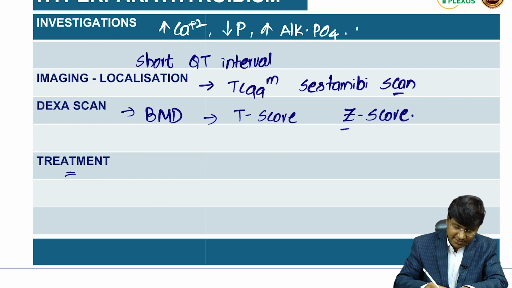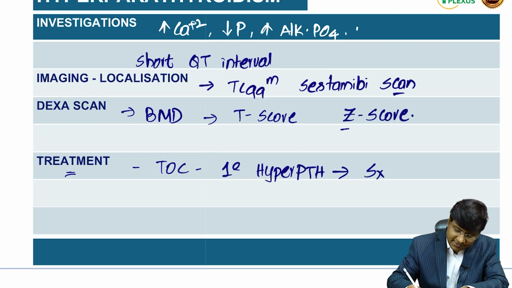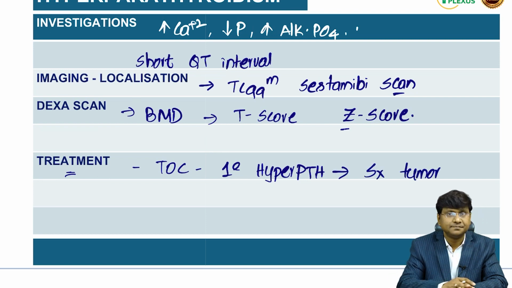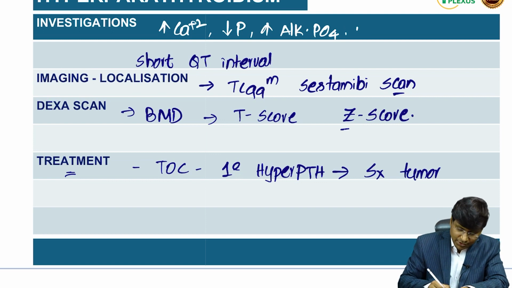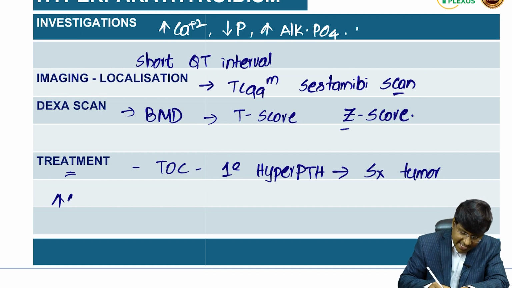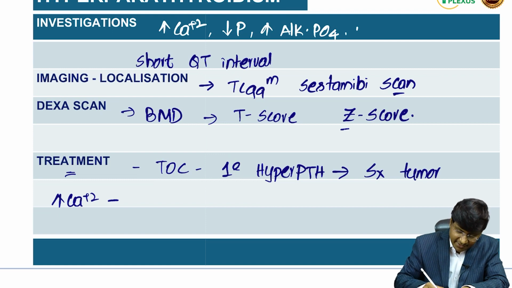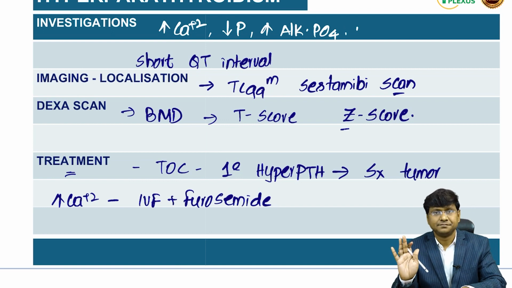Then the treatment. The treatment of choice in case of primary hyperparathyroidism is the surgical resection of the tumor. Then how will you manage the calcium levels? Hypercalcemia is managed as a first line treatment by giving IV fluids as well as furosemide. So IV fluids and furosemide will flush out the calcium, right?